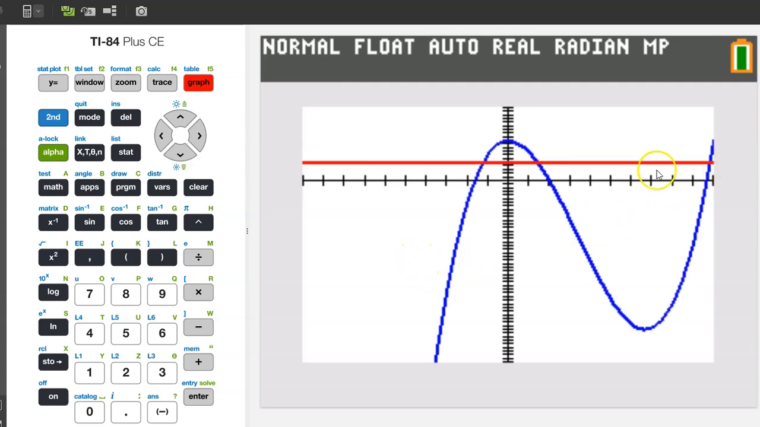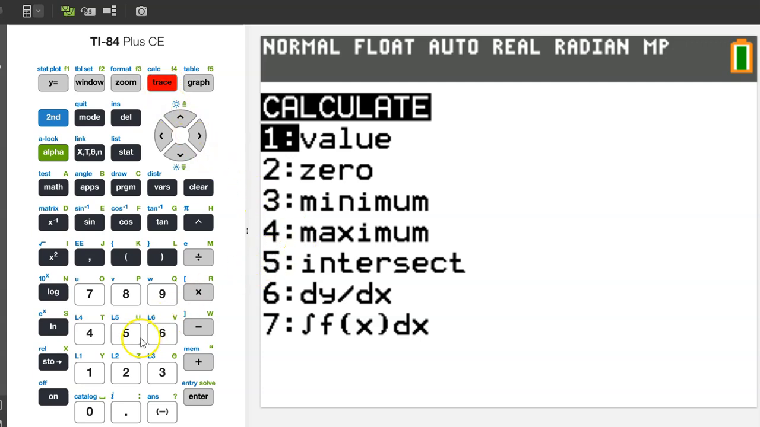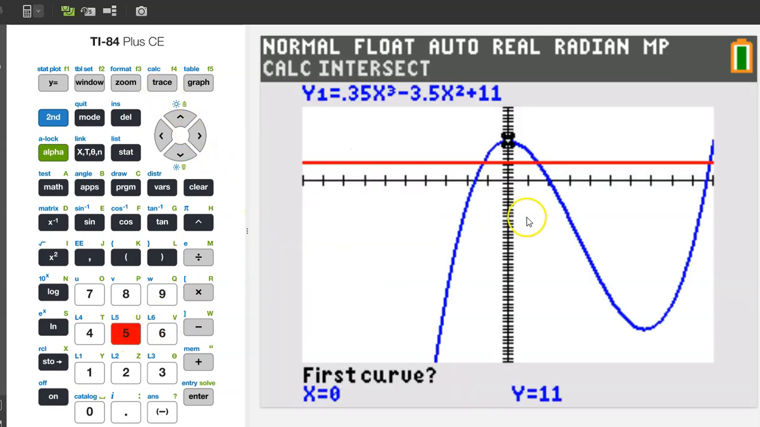Our goal right now is to find where g of x is equal to 5. So we need to find the x values of these three intersection points. So hit second trace and choose option 5 for intersect. Pro tip, right now the pointer is on the blue curve. The pointer will travel faster on the red curve. So I'm going to hit the down arrow, which takes me to the red.